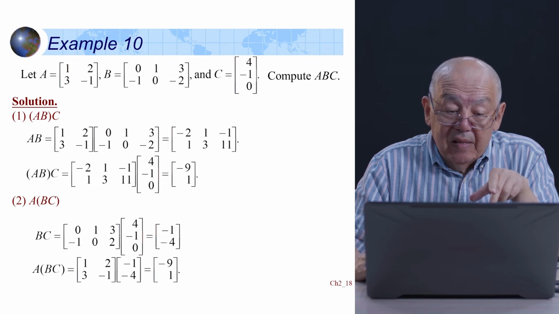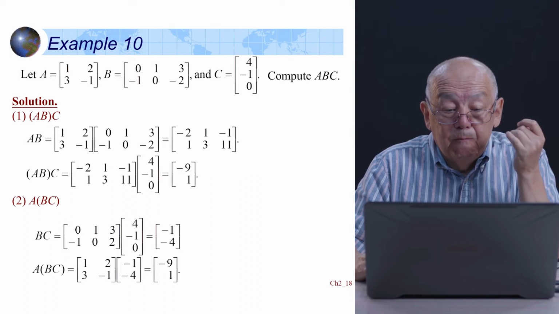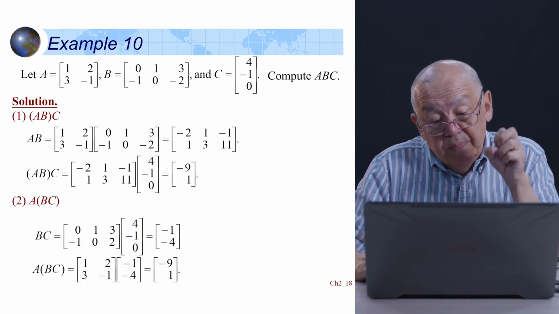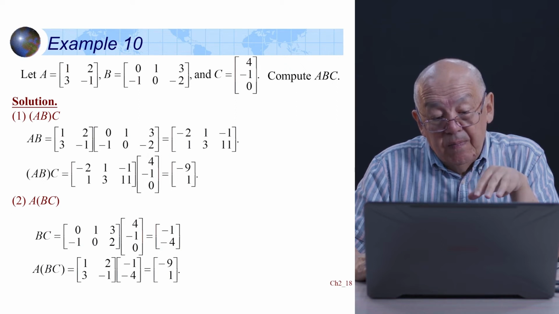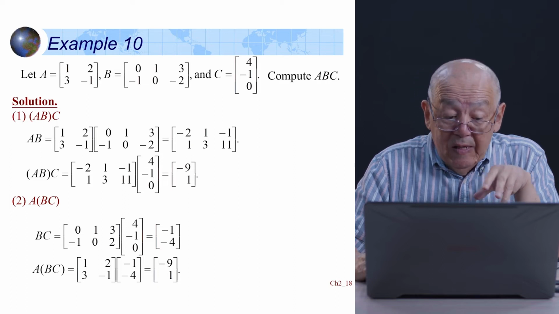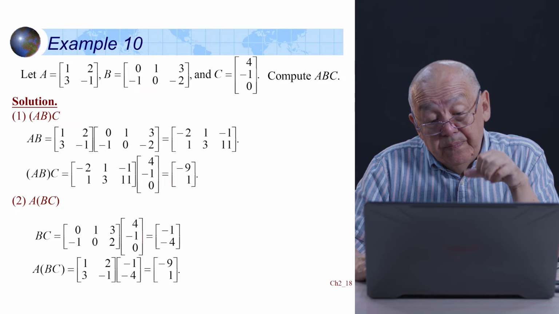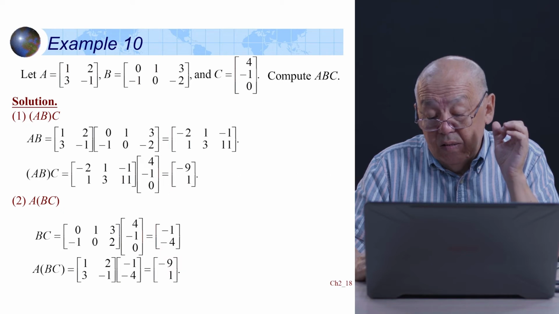And the second way is to calculate first BC, then multiply the result from the left by A. Let's calculate how many multiplications are involved in this case. So BC involves 6 multiplications, 3 plus 3. And if you multiply BC by A from the left, you use another 4 multiplications. Okay, so in total, in the second way, you have 10 multiplications.